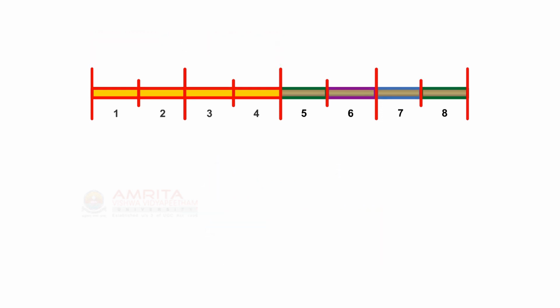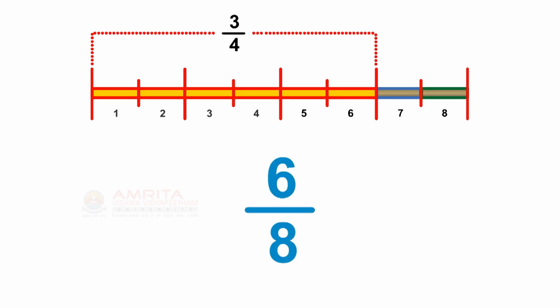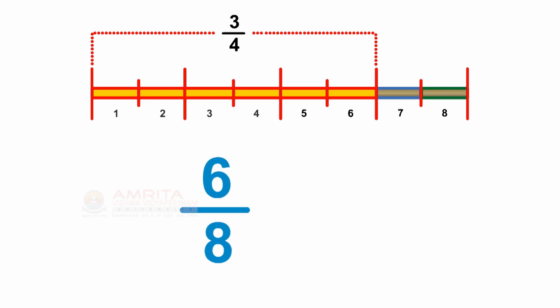Now if we were to consider 5 parts out of 8, then the fraction for it will be represented as 5 by 8. Now if we were to take 6 equal parts, then the fraction for it will be written as 6 by 8. As you can see, 6 by 8 is also the same as 3 by 4 that we had seen earlier. So we can also say that 6 by 8 is equal to 3 by 4.